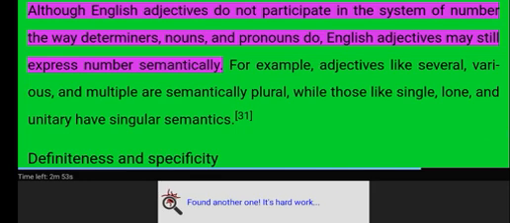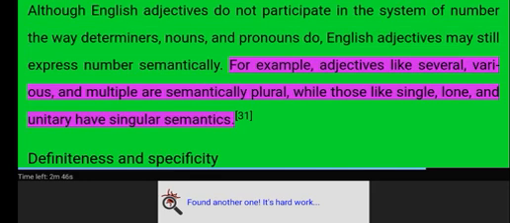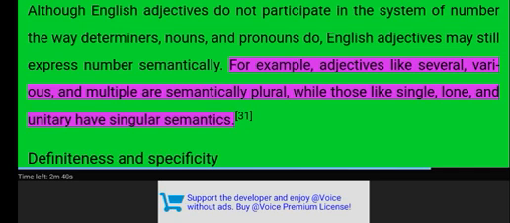Although English adjectives do not participate in the system of number the way determiners, nouns, and pronouns do, English adjectives may still express number semantically. For example, adjectives like several, various, and multiple are semantically plural, while those like single, lone, and unitary have singular semantics. Definiteness and specificity.